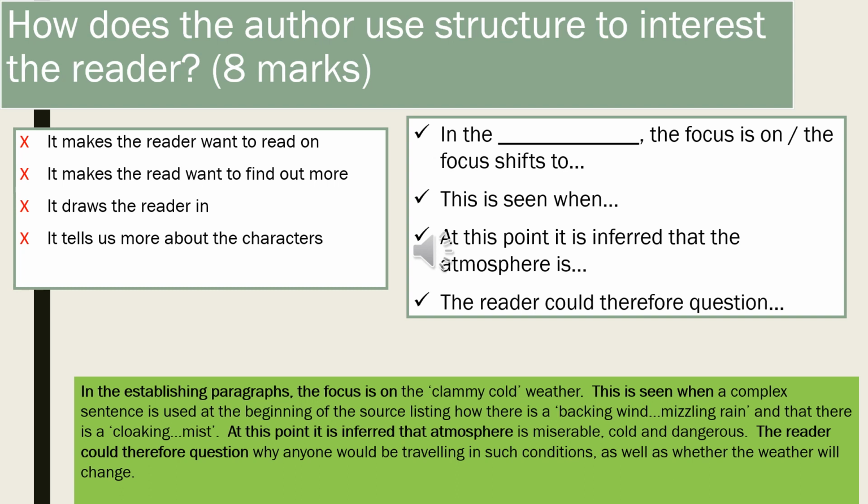So, for 7-8 marks, in the establishing paragraphs, the focus is on the clammy cold weather. This is seen when a complex sentence is used at the beginning of the source, listing how there is a backing wind, mizzling rain, and that there is a cloaking mist. At this point, it is inferred that the atmosphere is miserable, cold, and dangerous. The reader could therefore question why anyone would be travelling in such conditions, as well as whether the weather will change. And that is how you get 7-8 marks.